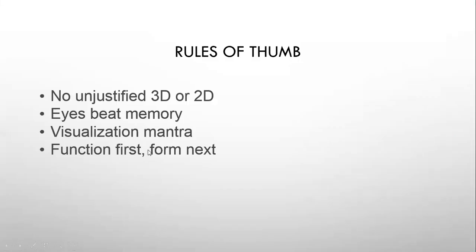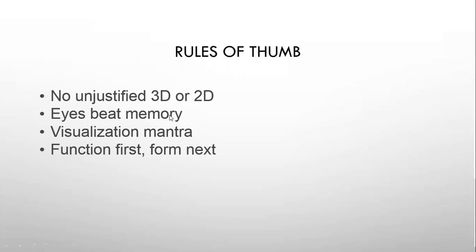Finally, there are some rules of thumb. First one is no unjustified 2D or 3D. It means you should consider your map carefully. Most of the time, 3D is not very easy to read because of human cognition. And for 2D, you still need to build a clear visualization to help the user to read.